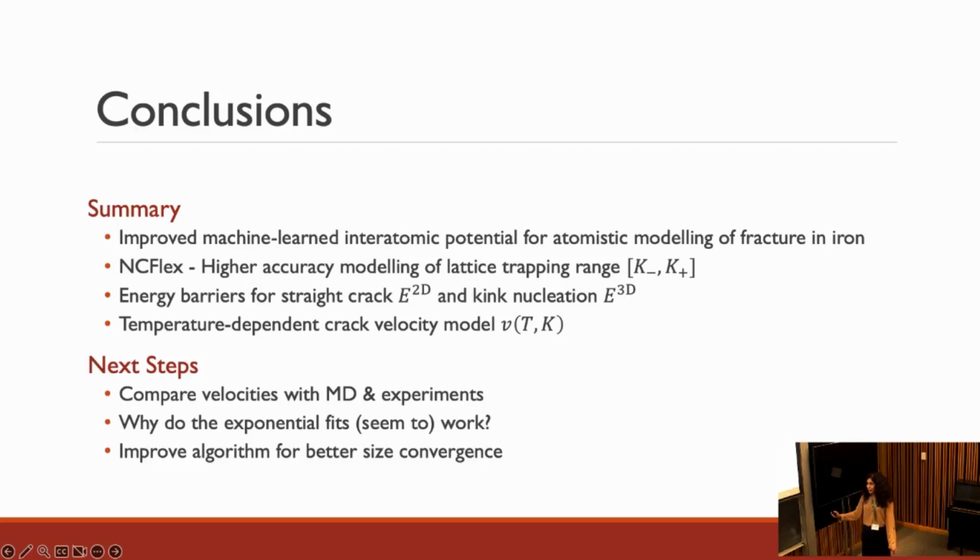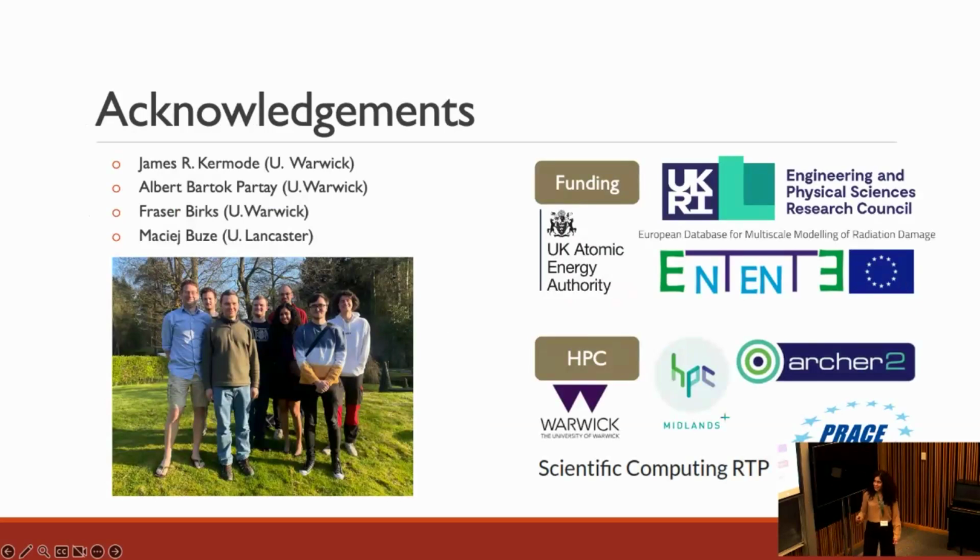Next steps: comparing these velocities with maybe MD and experiments, and quite critically explaining all these extrapolation things I'm doing, which is very dissatisfying, but that's the only way I can get to larger sizes for now using NCFlex. And hopefully, instead of having to extrapolate, we can improve the algorithm so that it can actually converge so that we don't have to extrapolate. That would be great. So that brings me to the end of my talk.